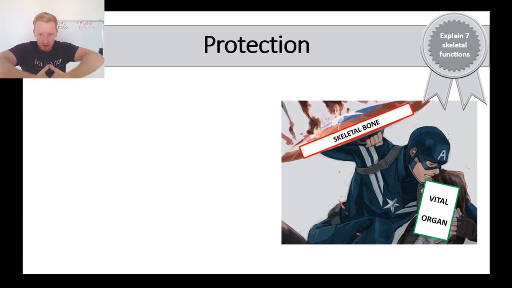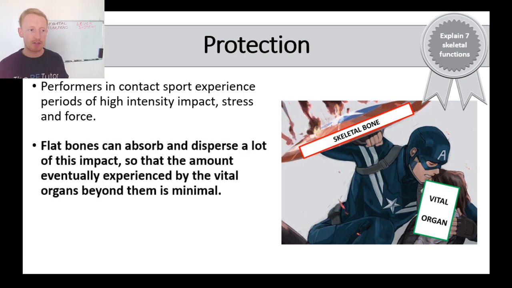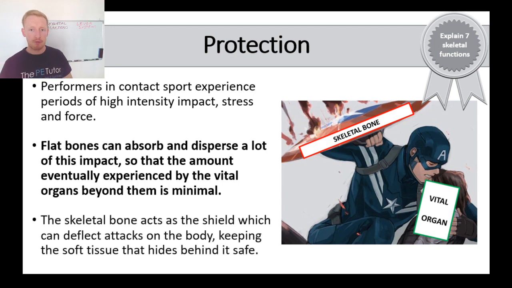Just like our sternum, just like our ribs, our lungs and our heart, our major organs behind them are protected by the skeletal bone. So performers in contact sports, okay, very important for them. I know that we looked at this in the previous lesson as well. The flat bones are there to absorb that energy, dissipate it, so that the organs behind them receive a minimal amount of that force directed towards them. So think of bones as shields. It's there on the exterior of something which requires protection.